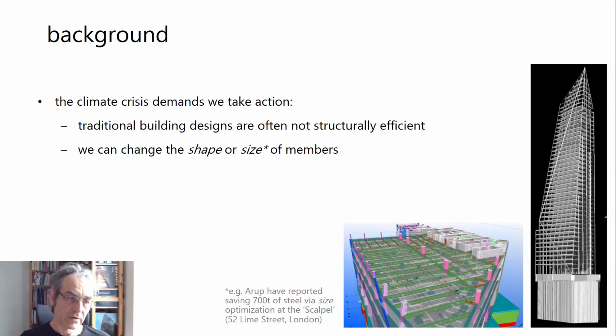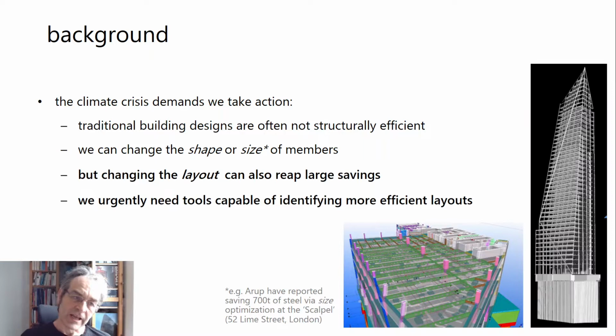Bit of background. Climate crisis demands we take action. We know traditional building designs are often not that structurally efficient. What can we do about it? Well, we can change the shape or the size of members, but also changing the layout can reach very large savings, and we urgently need tools capable of identifying more efficient structural layouts for building structures.